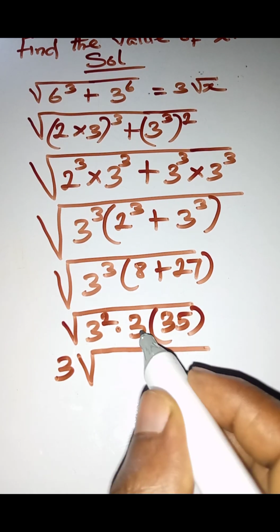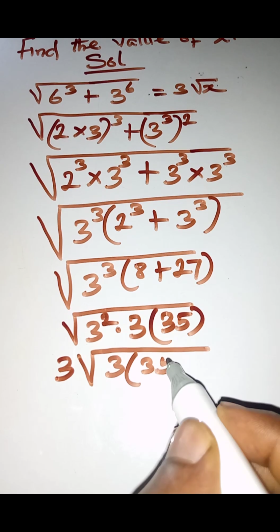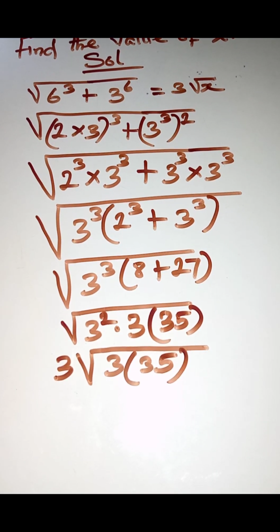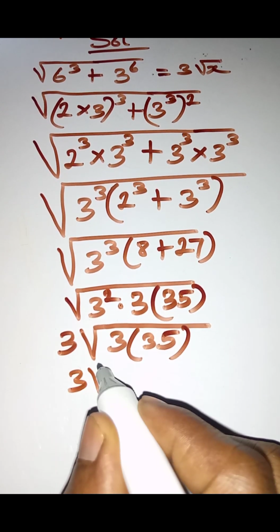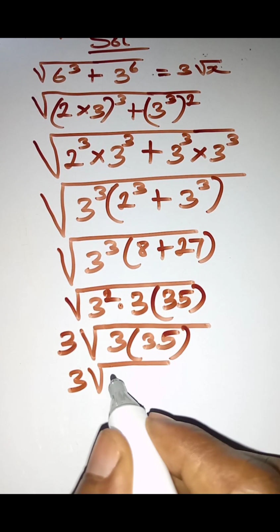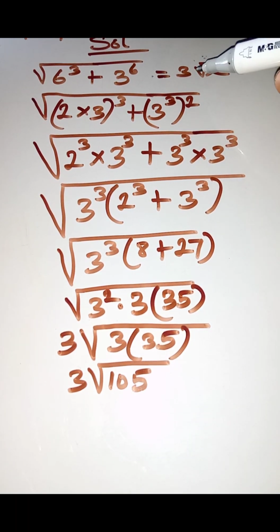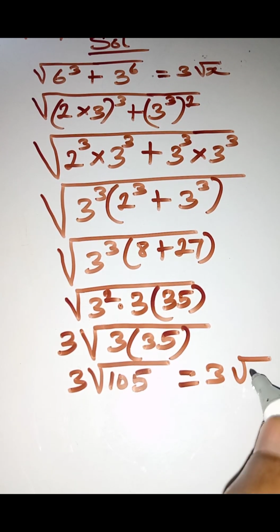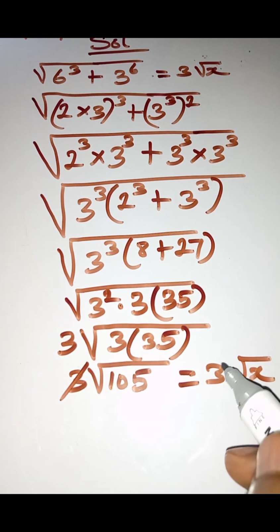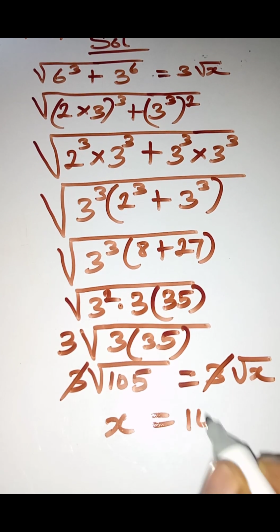Then the square root will be for this 3, open bracket 35. And then we can open the bracket fully, so that when we do that, we're going to have 3 root 3 times 35, which will give us 105. And what was the problem we had before? We have everything equal to 3 root x. So let's compare this to 3 root x. So 3 can cancel this 3, and then it means that x is actually equal to 105.